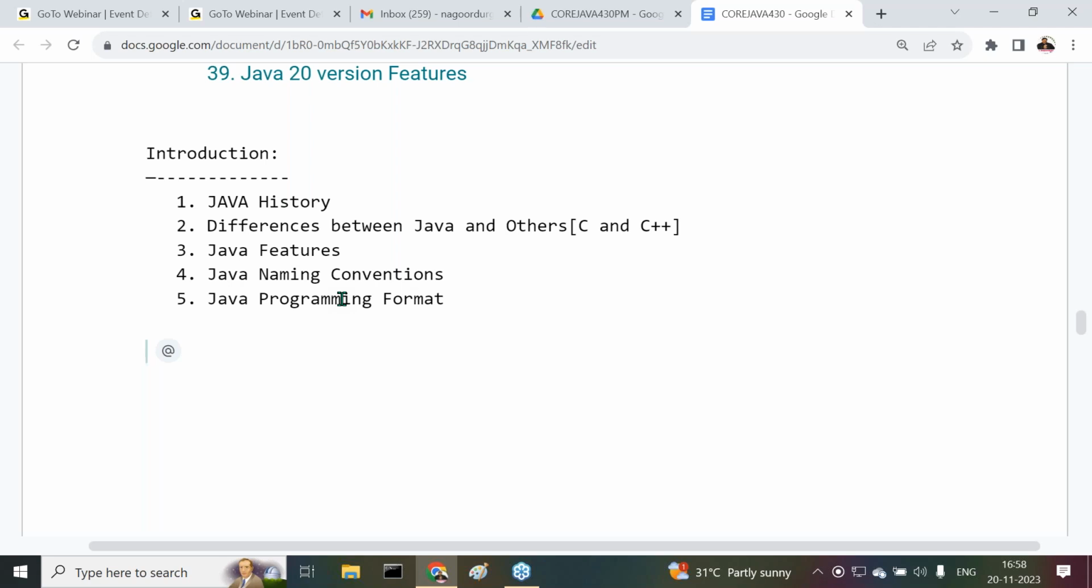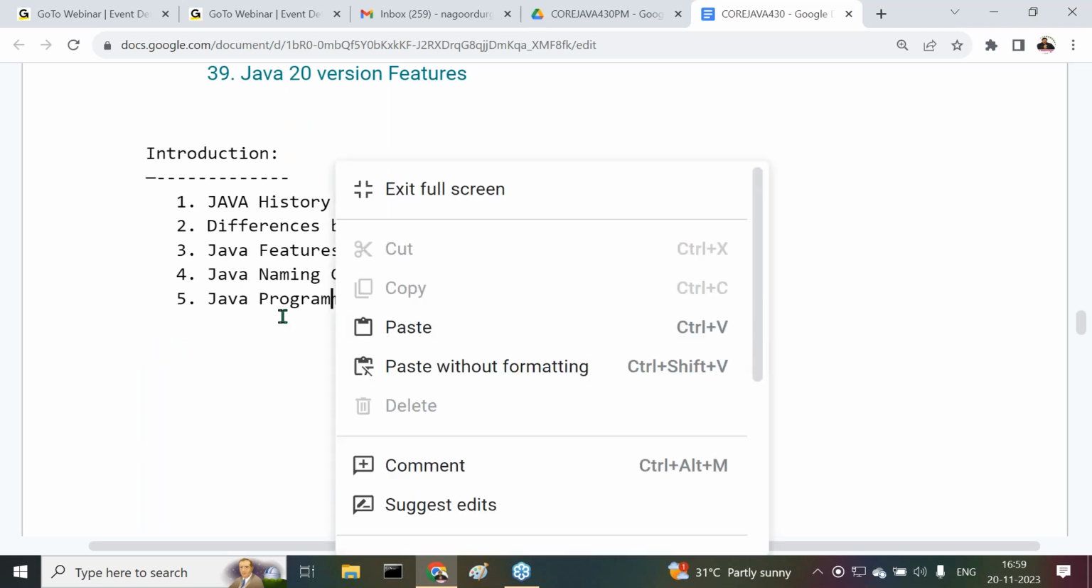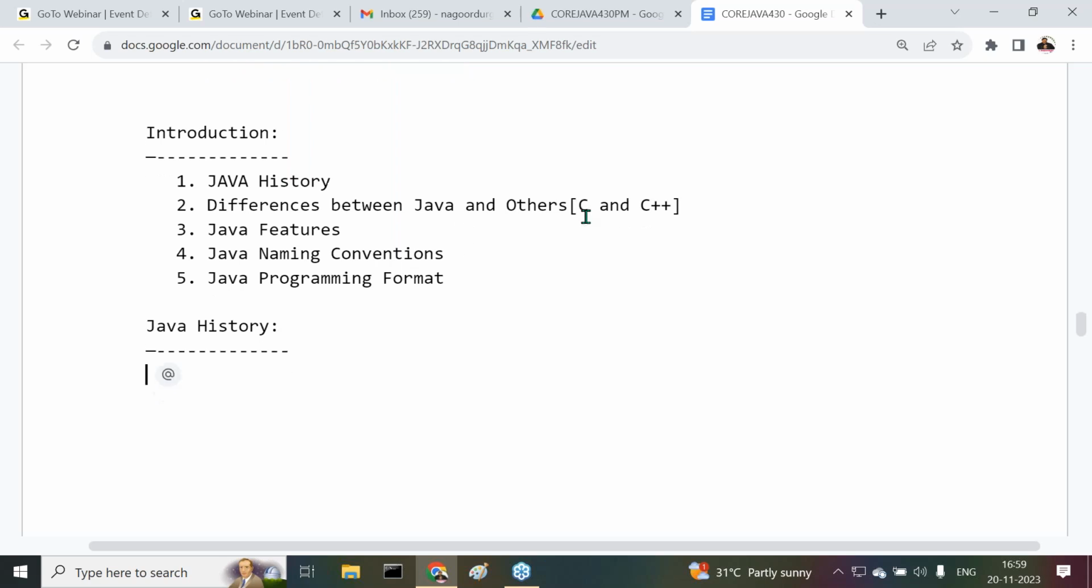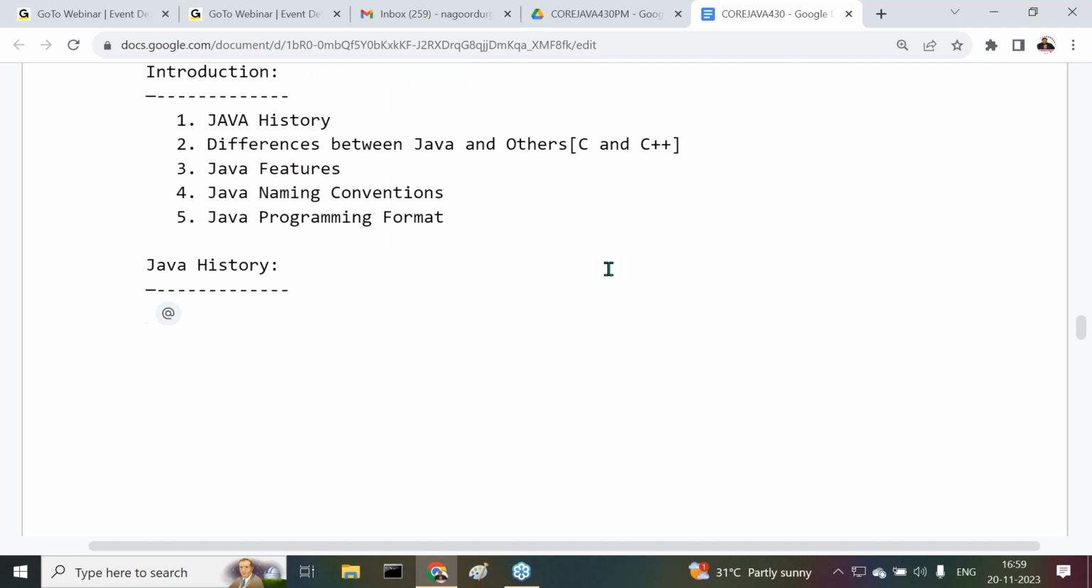All right, now try to understand this point clearly. Let us start with Java history. The next topic is Java history. Understand this point clearly, all of you.